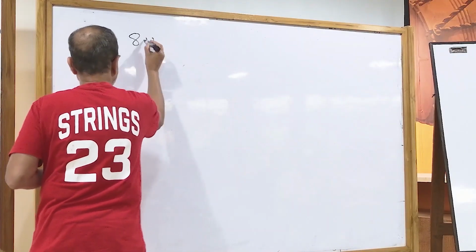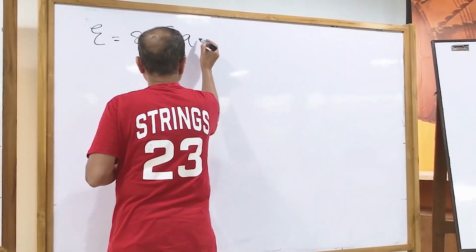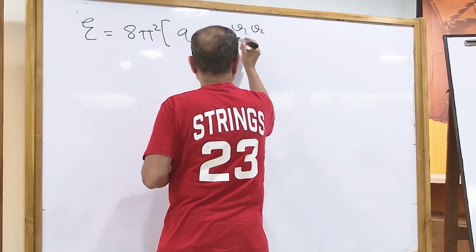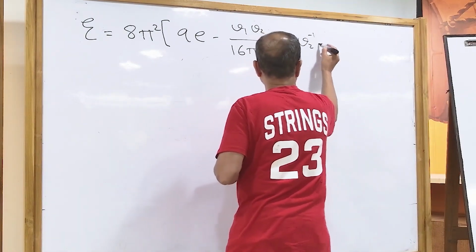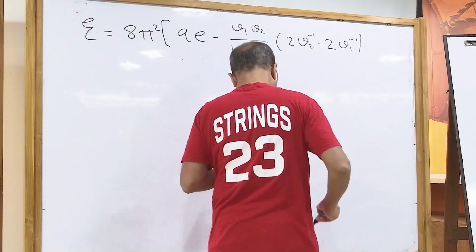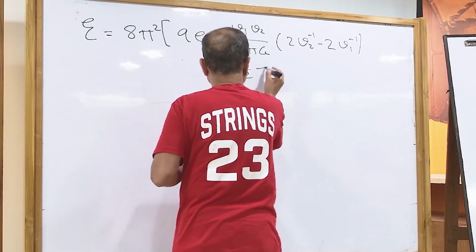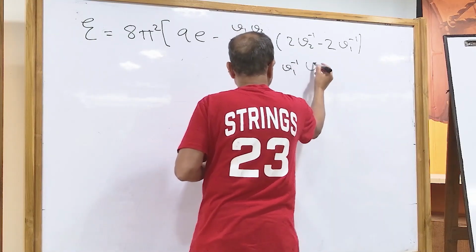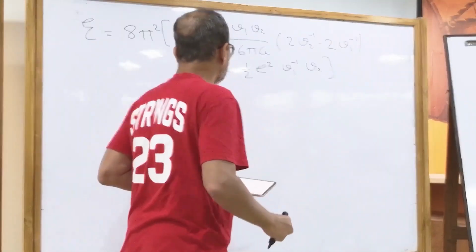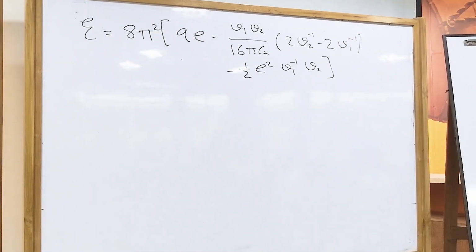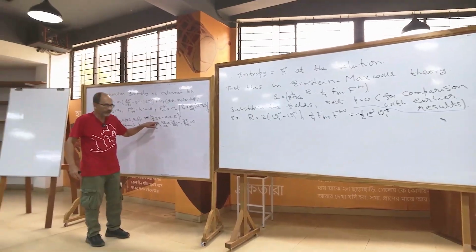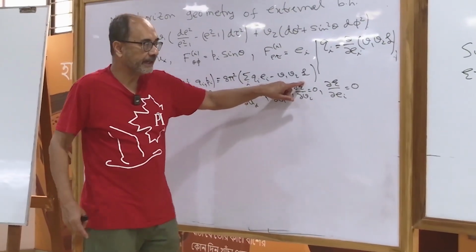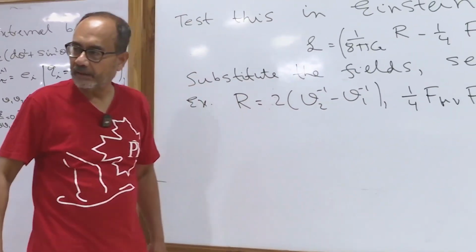So E will be given by 8 pi square times QE minus V1 V2 L. Okay, just from this formula, from this definition of E that I have given here, there is only one sum Q times E, minus V1 V2 L. L I have already gotten here, so from this I can calculate L and substitute.